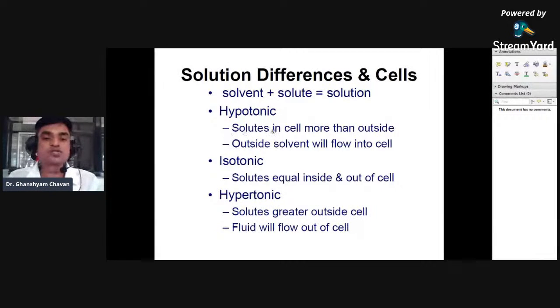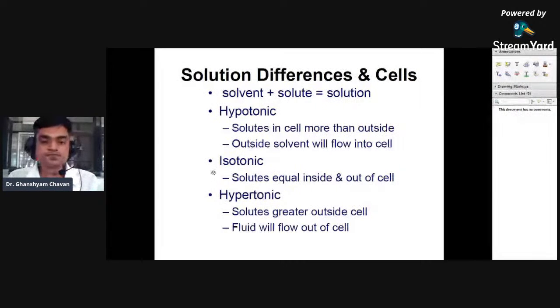And the solutes in the cell are more than outside. Here in this solution, fewer solutes are there, while inside the cell and outside more solutes are available, due to which the outside solvent will flow into the cell.